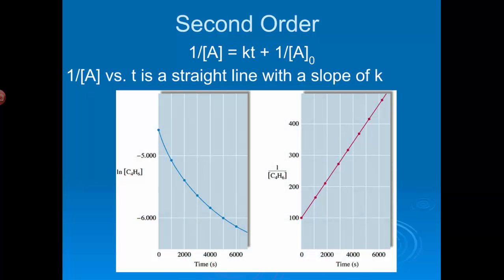Now notice, this is data for a second order reaction. On the left here is a graph of the way we graph the first order. Natural log of concentration versus time, we don't get a straight line. If you graph the natural log of concentration versus time and you don't get a straight line, it's not first order. But if we then graph 1 over the concentration versus time, we get a straight line. Now I know it's second order.